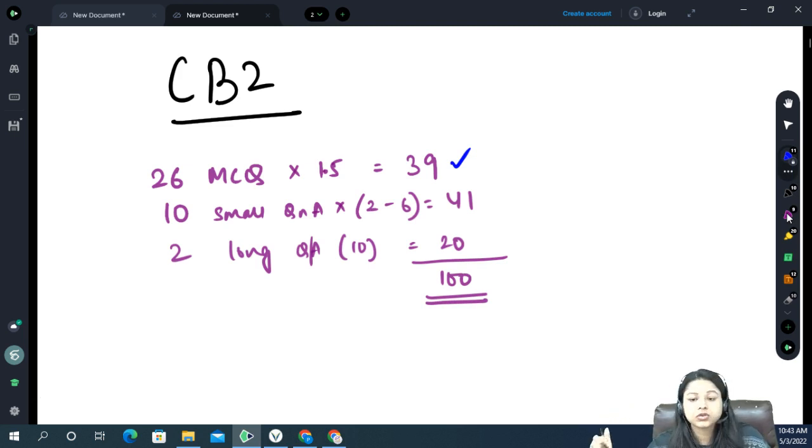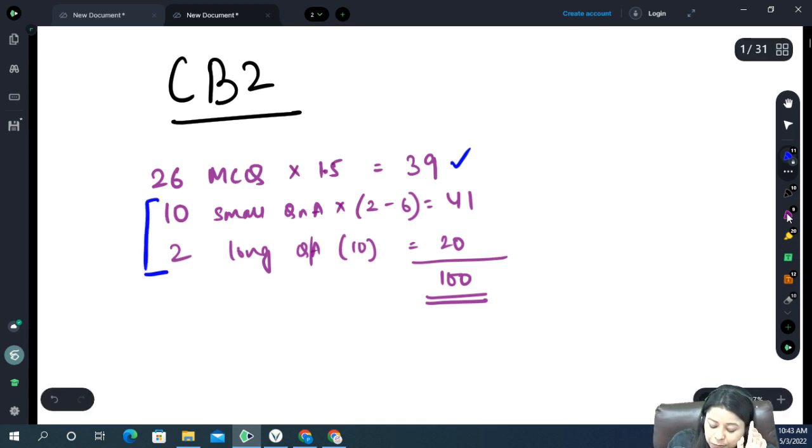Because MCQs is what I will teach you, and I am always confident that when I am teaching you MCQs, you will not get any single MCQ wrong unless and until you are making a mistake. Right? So that is my guarantee to you all on day one itself.